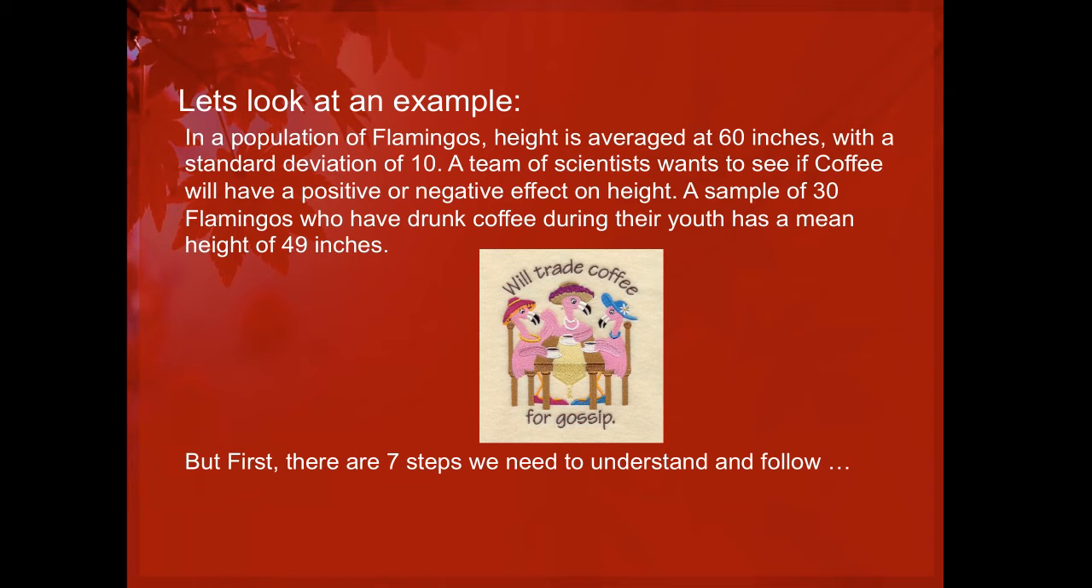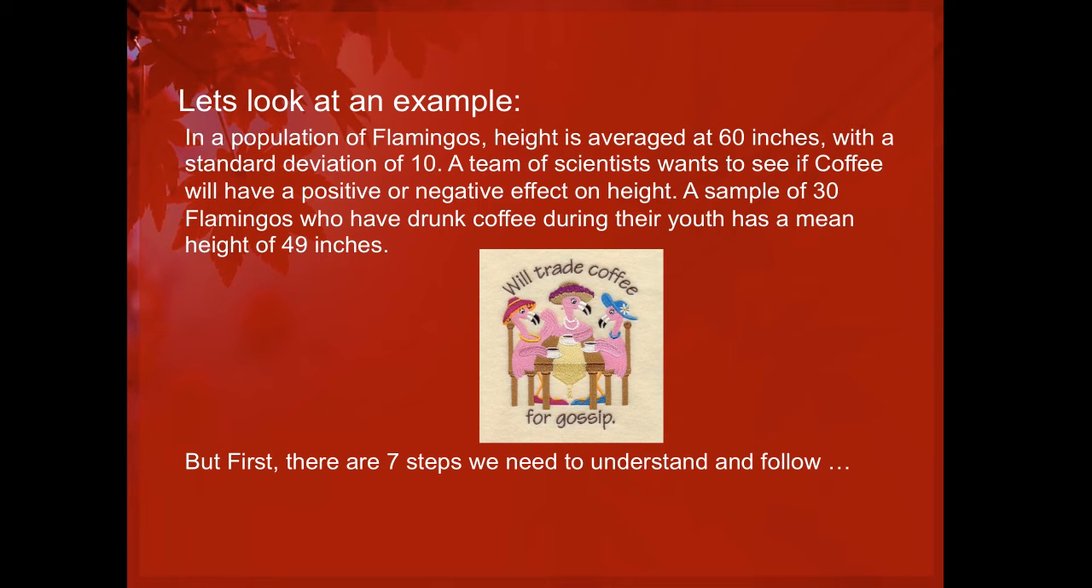Let's look at an actual example so we can go through the various steps of solving a one sample z-test statistic problem. So here we have a population of flamingos. Their average height is 60 inches with a standard deviation of 10. Researchers want to know if coffee consumption will have an effect on their height. In other words, if we start giving flamingos coffee instead of water, would that affect their height in a positive or negative way? I know what you're thinking. Brilliant example. Regardless of what you think, our scientists went ahead and selected 30 flamingos who have drunk coffee while growing up, and they measured their height.